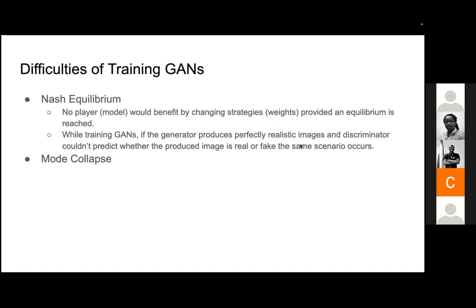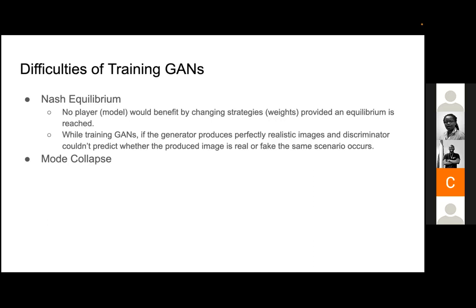I gave a wrong example here. Imagine this: if this happens, then we are happy that the generator is producing realistic images and the discriminator is not able to predict. But let's suppose the generator is not actually producing realistic images, it's producing some different kind of images, and the discriminator is not able to predict. The generator is producing random images, but the discriminator is not able to catch it. Because the discriminator is not able to catch it, the generator doesn't have any incentive to move forward at all. That is the point I was trying to make.